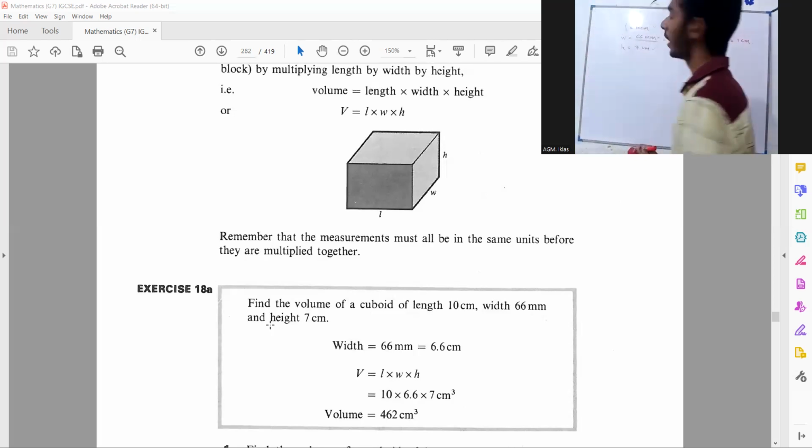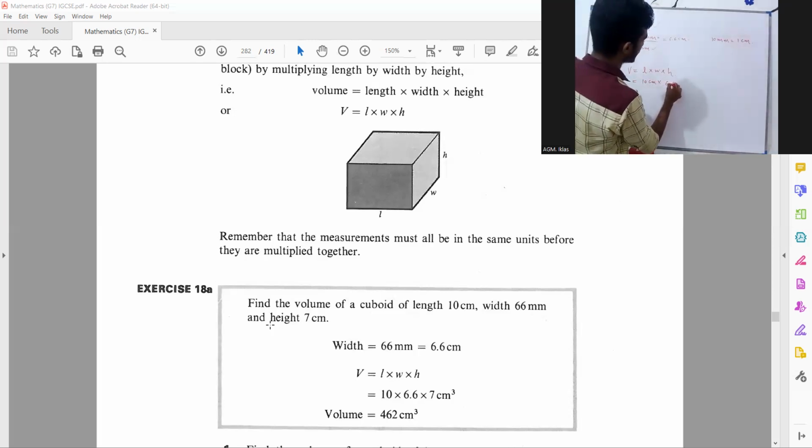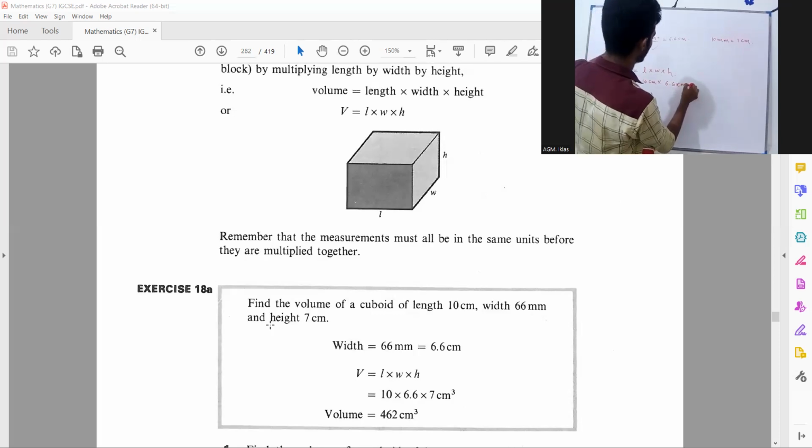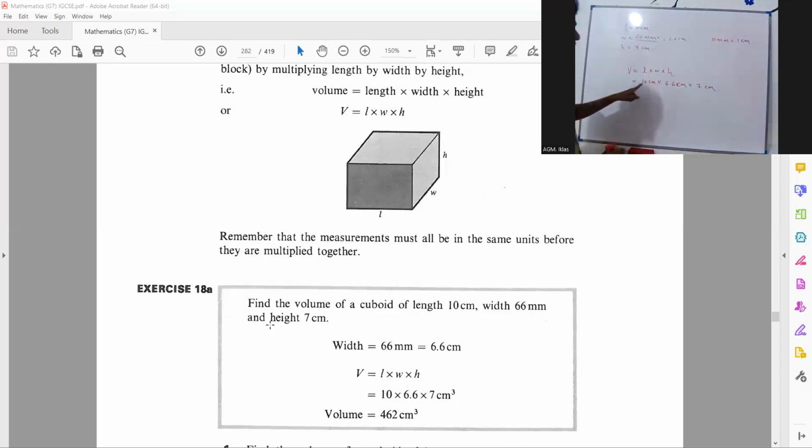Right. Now we have to apply the equation. V is equal to L into W into H. So L is equal to 10 centimeter, W is equal to 6.6 centimeter, into height is equal to 7 centimeter. And if you multiply 66 into 7, that is equal to 462 centimeter.